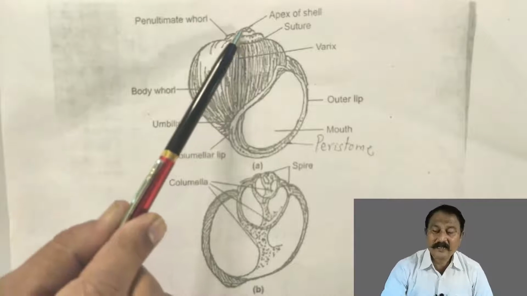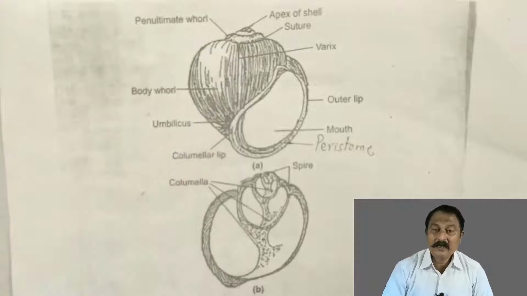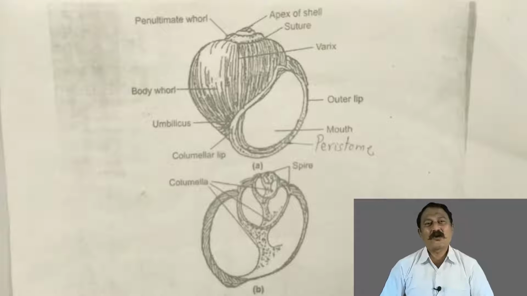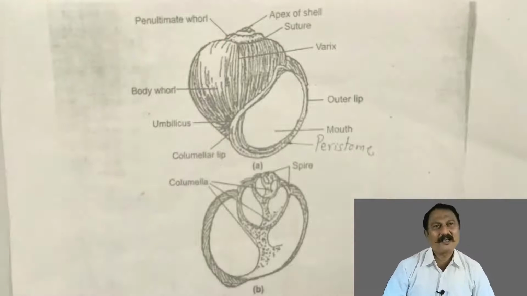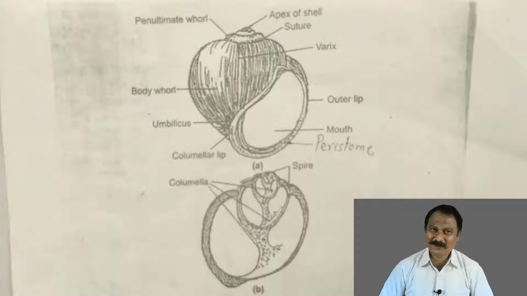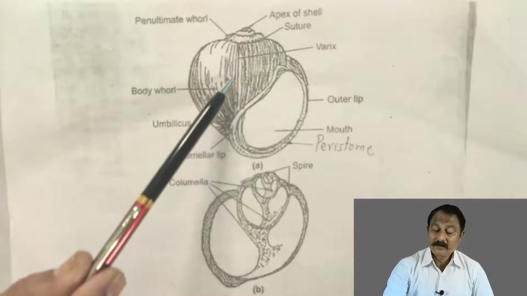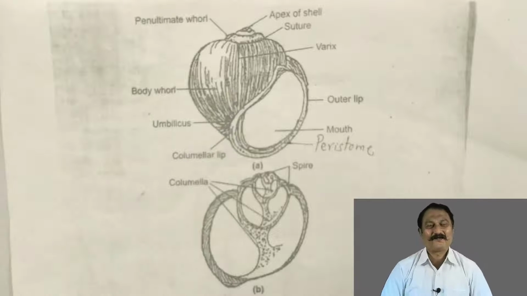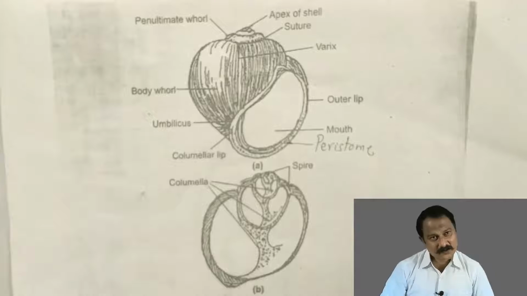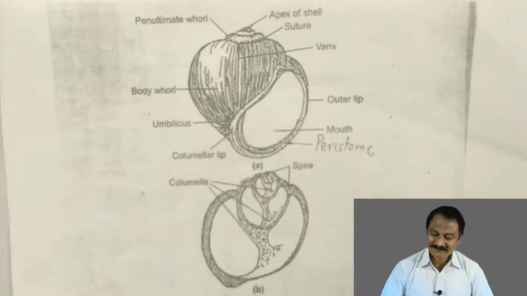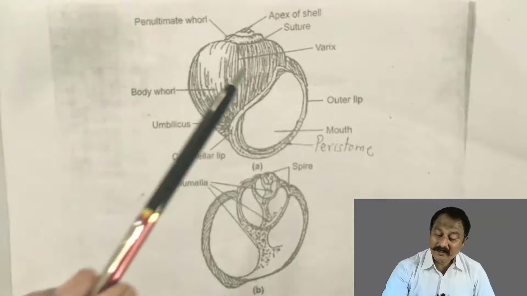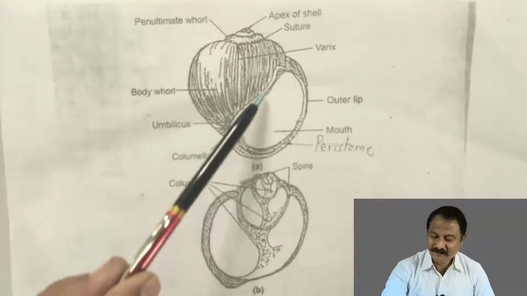Here the penultimate whorls are there. These penultimate whorls are separated or partitioned by the sutures. Suture in Marathi we call शिवण. Just as a stitch is made with thread, here there is a suture, and because of the suture the penultimate whorls are separate. The succeeding big whorl is called the body whorl. This is the body whorl. Penultimate whorls and the body whorl are also separated by sutures. The body whorl shows demarcated lines here.